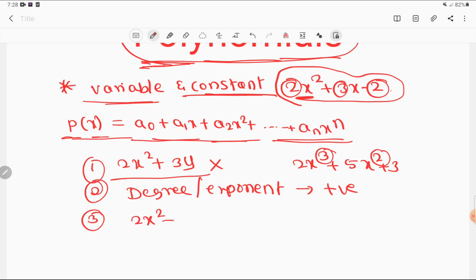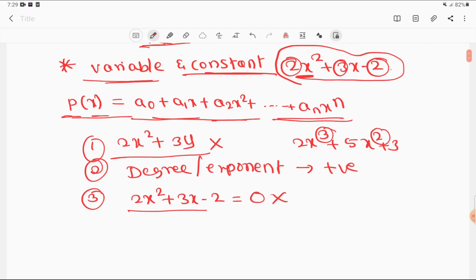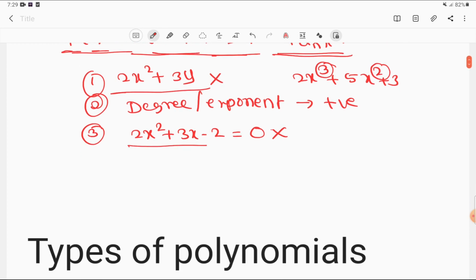Third one, a polynomial is not an equation. We can't write equal to in a polynomial, because a polynomial does not show an equation, it is an expression. So remember all three rules. First rule: a polynomial always has only one variable. Second rule: exponents are always positive. Third rule: it is an expression, not an equation. So this type of condition involved, we can say it is a polynomial. I hope you understand the rules.